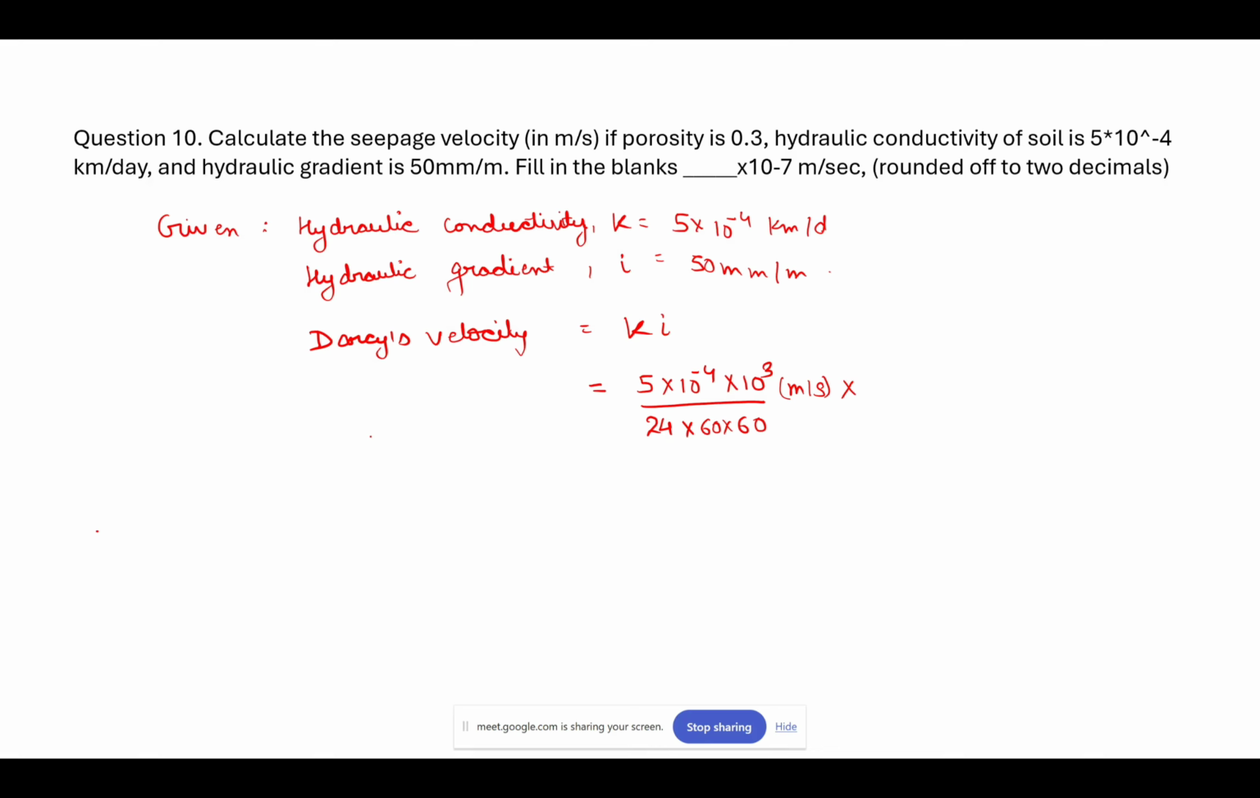Excuse me, madam. I have one question. This is seepage velocity, right? No, Darcy's velocity is given by Ki. The question is calculate the seepage velocity. So first we'll calculate the Darcy's velocity, and by dividing the Darcy's velocity with porosity, we will get the seepage velocity. Okay.